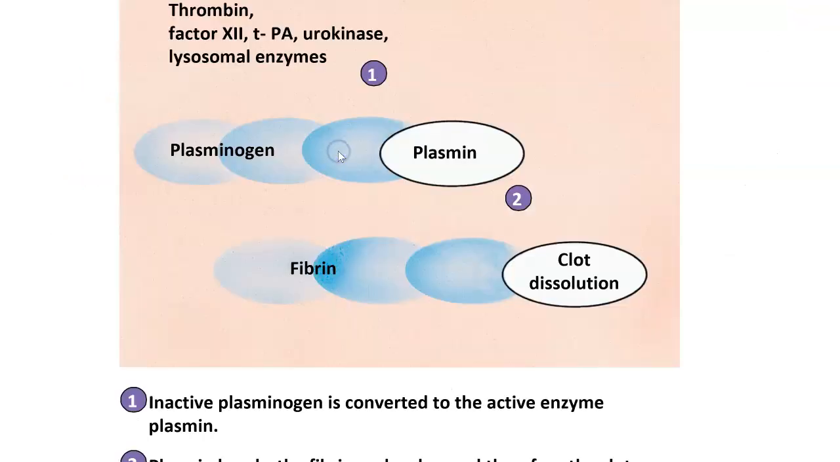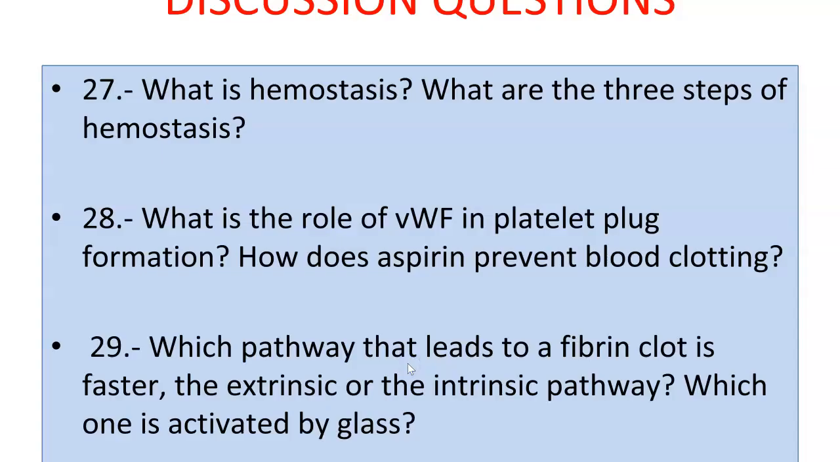Okay. So this is a quick review of how plasminogen clot dissolution happens. Inactive plasminogen in the blood is converted to plasmin, and plasmin in turn begins to work on the fibrin clot and dissolves it. So you should know at this point what is hemostasis and what are the 3 steps of hemostasis: vascular contraction, platelet plug formation, and coagulation.